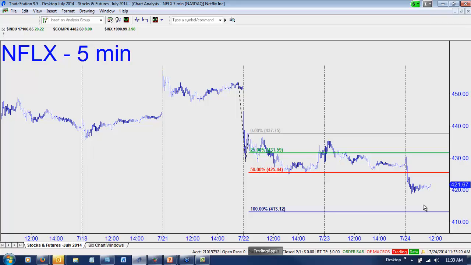All right, so James asks, how do you set up TradeStation using ABC? I hope I just answered that question. And let me show you on another chart.